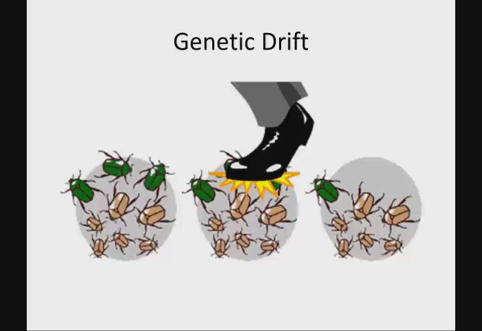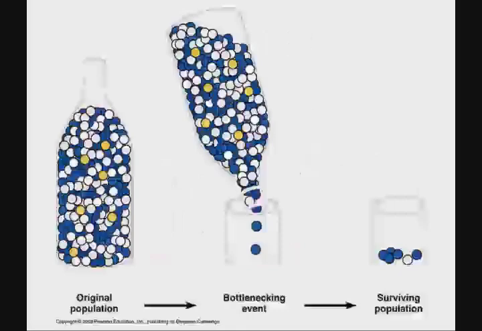Usually we think about these as a natural disaster, catastrophe, landslide, or a volcano, or an earthquake or something, where you just happen to be in the wrong place at the wrong time and you're wiped out. It had nothing to do with your genes. So let's look at an example of that using this jar analogy.